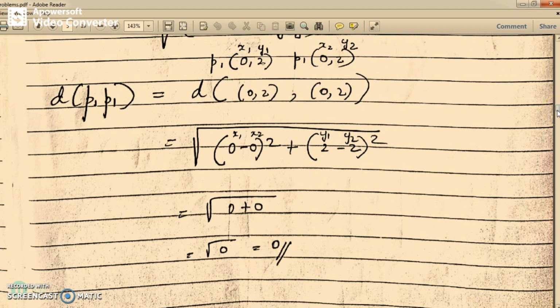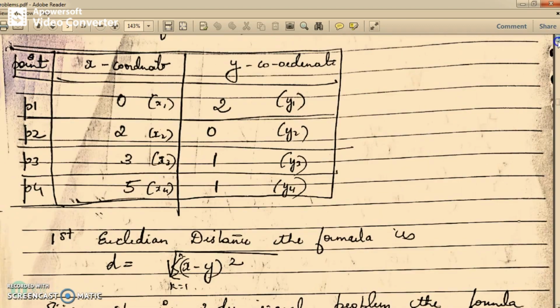Okay, similarly now you continue calculating the distance between all the points. Okay, so how do you continue? Here we have just now calculated the Euclidean distance between the point P1 to itself and then P1 to P2, and now you continue distance calculation from P1 to P3 and then P1 to P4. Okay, similarly you continue your calculation of Euclidean distance, that is from P2 to P3 and then P2 to P4, and finally P3 to P4 you calculate the Euclidean distance.